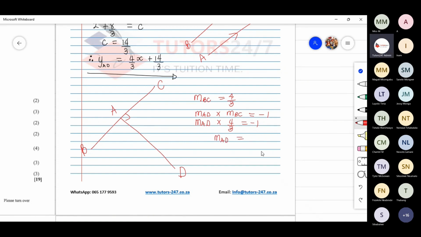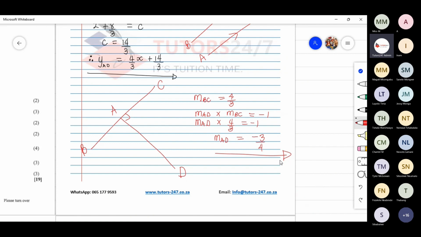So if you were to divide, let's swap over, just give me a second. Okay, so -1 divided by 4/3 will then give us -3/4. So if these two lines were perpendicular, our gradient would be -3/4. How we would find that -3/4 is by multiplying the gradients of the two lines that are perpendicular to one another and making that equal to -1, and then we solve for the unknown gradient.